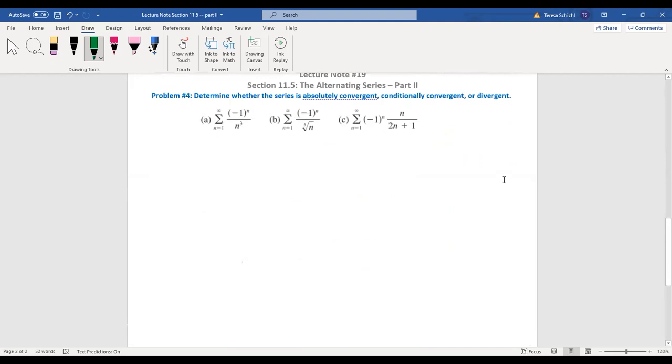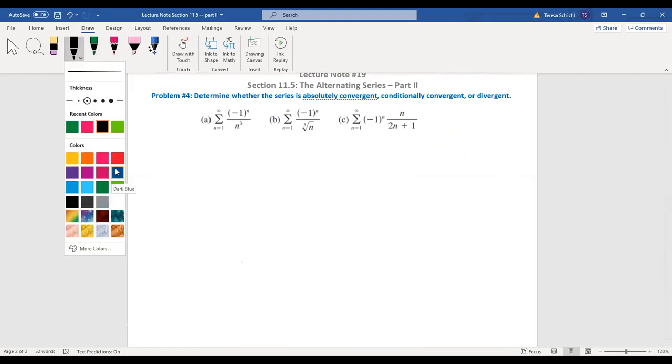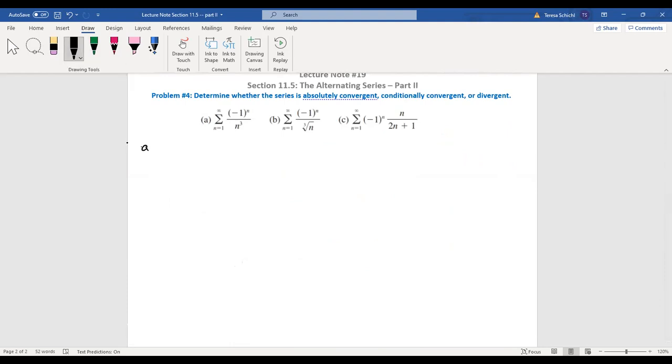So now let's take a look at problem number 4. We have three different series. Is each one convergent absolutely or conditionally, or is it divergent, right? So let's take a look at part A here. Let's first put it into the absolute value, because I know if it's absolutely convergent, then it is convergent.